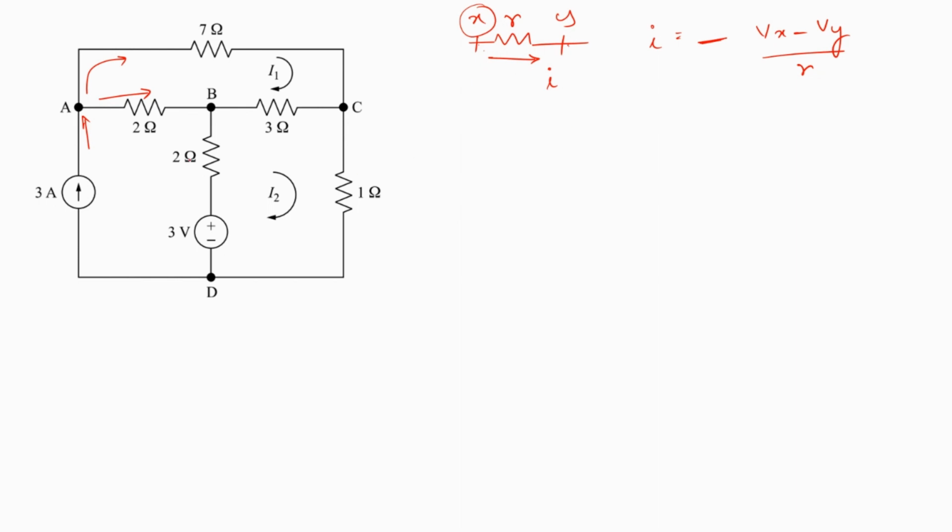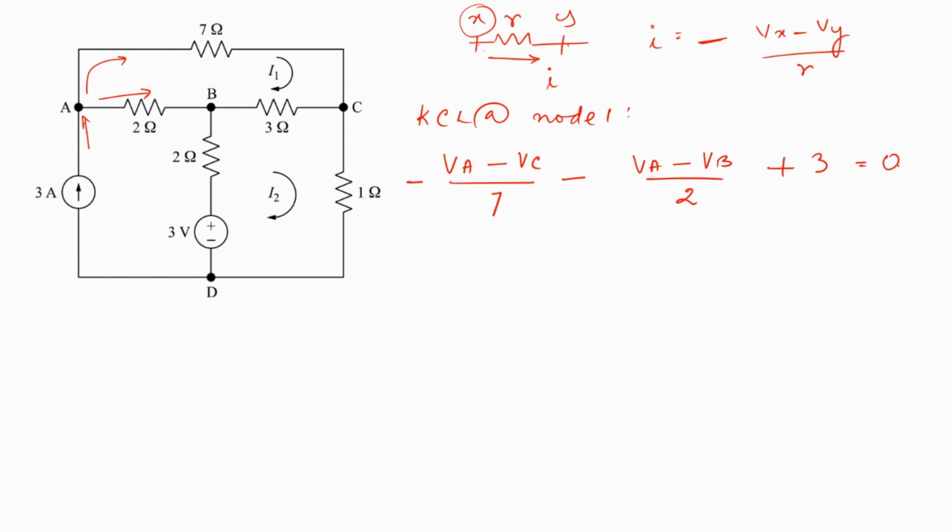Following this convention, let's frame the KCL at node A. Here we get minus of (VA minus VC) by 7, this is preceded by a minus sign because the current is moving out of node A, followed by minus of (VA minus VB) by 2, followed by the 3 amps which is entering, so plus 3, and this is equal to 0. This is my first KCL equation, or first node voltage equation.